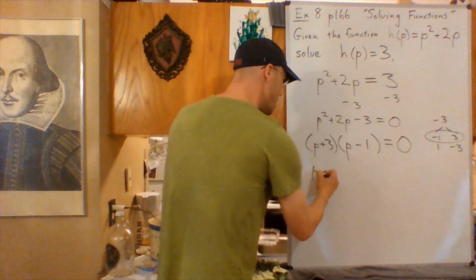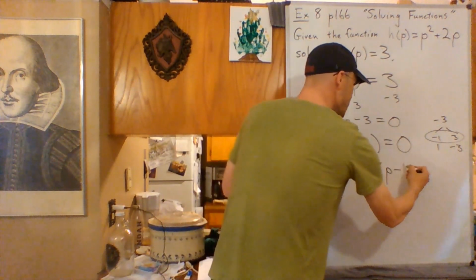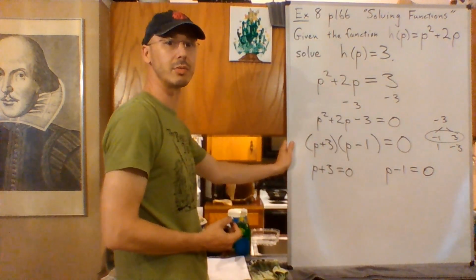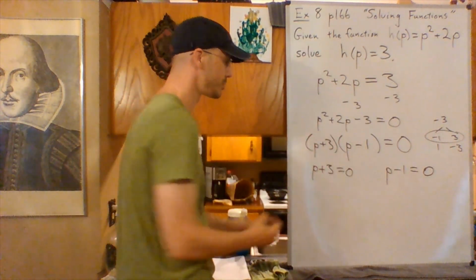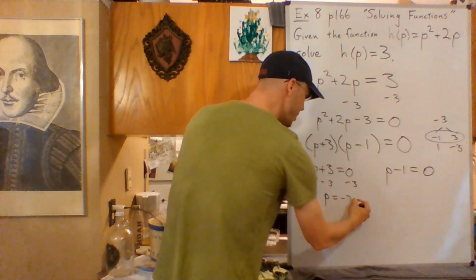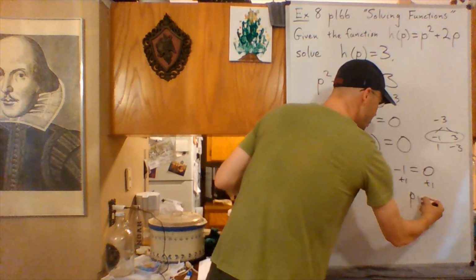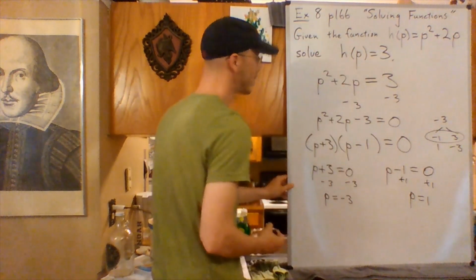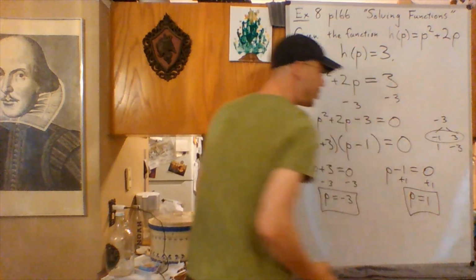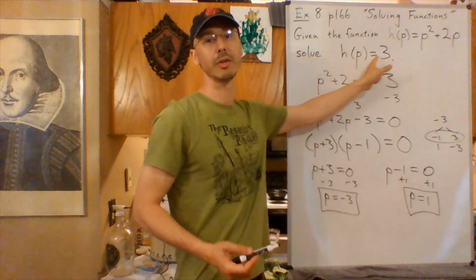And now I can use the zero factor property to split that into 2 linear equations, both factors equal to 0, and solve those individually. P equals negative 3, p equals 1, and those are the 2 p-values that yield an h of p value of 3.